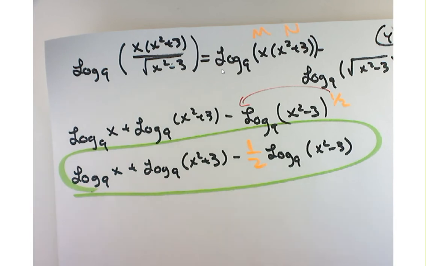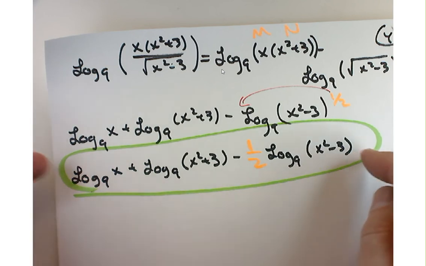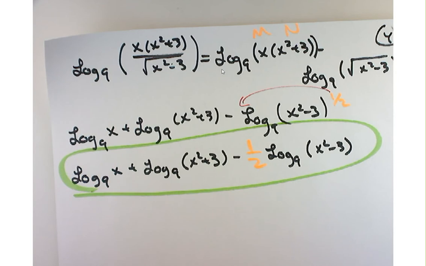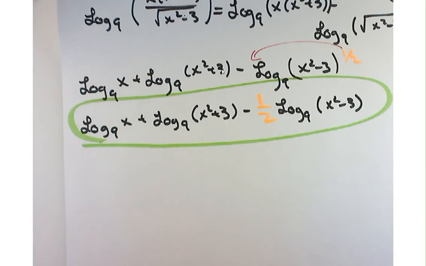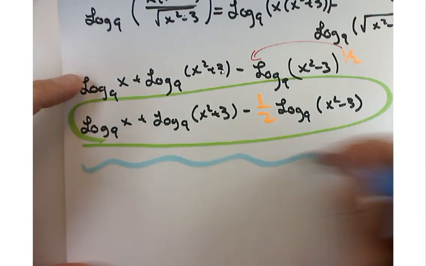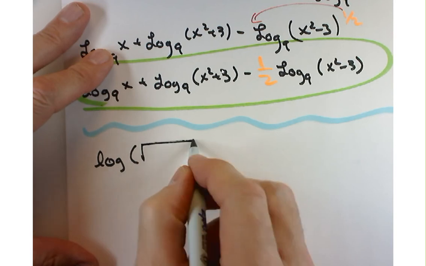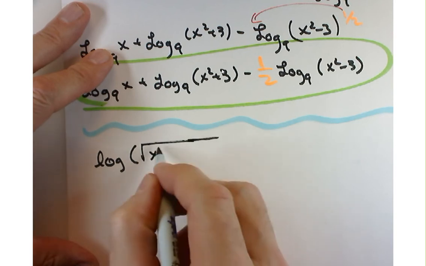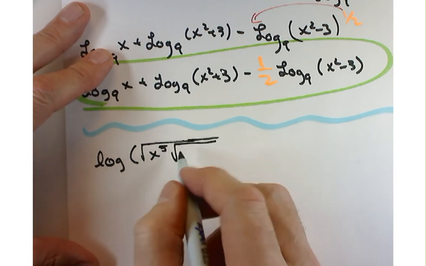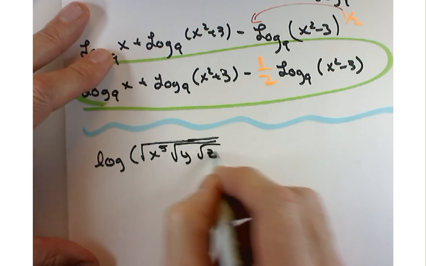I like going the other direction with these problems too, taking stuff like this and turning it into one logarithmic expression. We'll work on that after we do one more example here, and it's this one. It's going to be log of the square root of x to the 5th times the square root of y times the square root of z to the 5th.